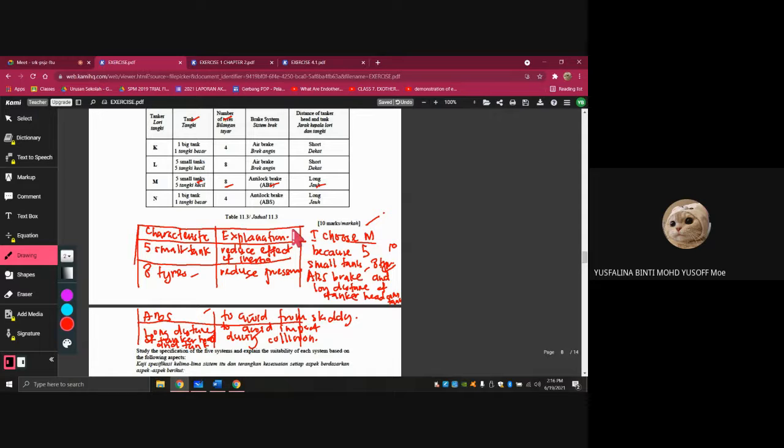This one was actually in KBSM before. It would have been question number 11 and 12, section C. But now they have changed it to section B. So now this will be question number 9 and also number 10.